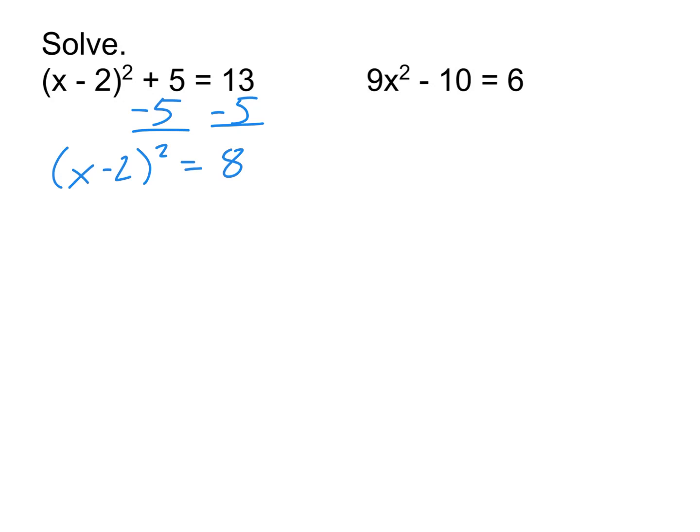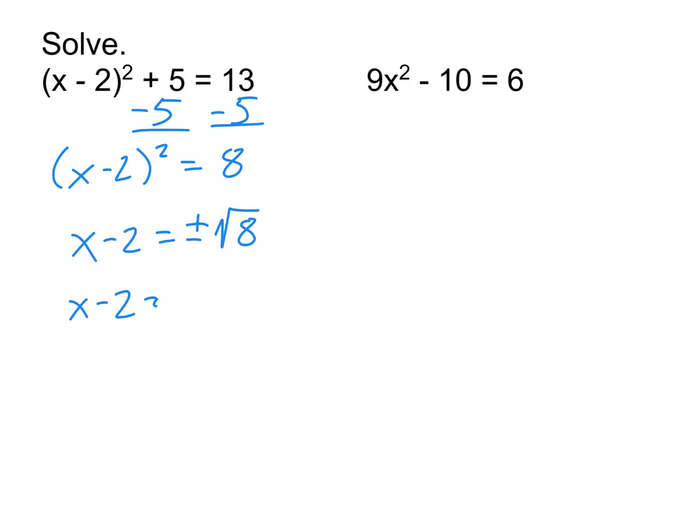So in that first one, we start by getting rid of the 5 out of there. Then we got the squared by itself, so now we can take the square root of both sides. And when you do that, you get x minus 2 equals plus or minus root 8. Does the square root of 8 simplify? Yeah, it does. There is a perfect square that goes into that.